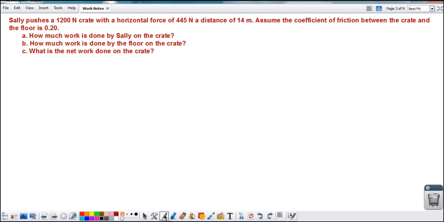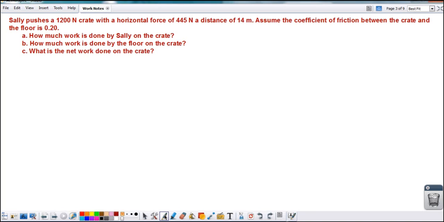Sally pushes a 1200 Newton crate with a horizontal force of 445 newtons, a distance of 14 meters. Assume the coefficient of friction between the crate and the floor is 0.2.